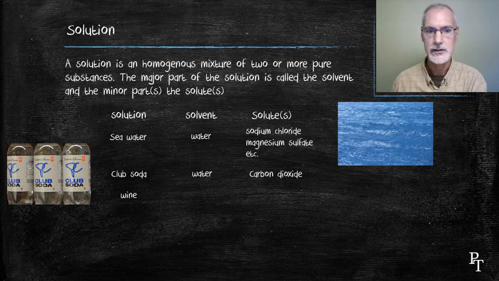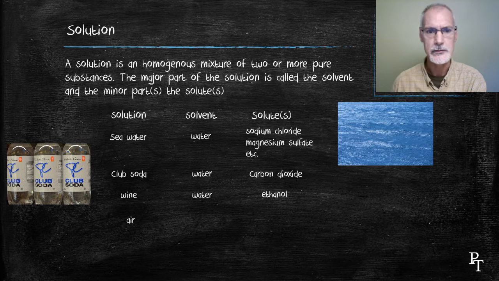Wine is an example of a solution, the major ingredient being water, and one of the minor ingredients being ethanol. There would also be several tannins present as well that give it its particular color or flavor. You'll notice that all of these solutions so far have had water. Water is what we consider to be the universal solvent. It's capable of dissolving many substances, in particular polar substances and ionic salts.